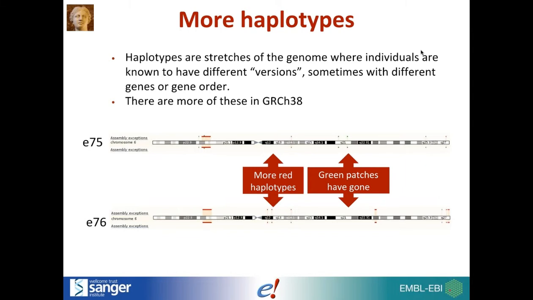If you look at our different views, if you look at this chromosome view, you can see that we have a lot more of these red haplotypes in E76 compared with E75, but we've lost all of these greens, and the greens are the patches.